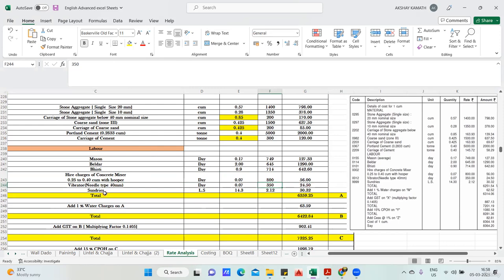So come to the sundries. Sundries again, they have put a lump sum. Maybe some additional cost will occur, so these people have put 30 rupees over that. So now you do the total. Add everything on this. So this will be your total.